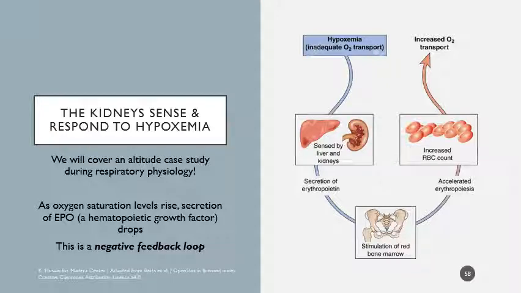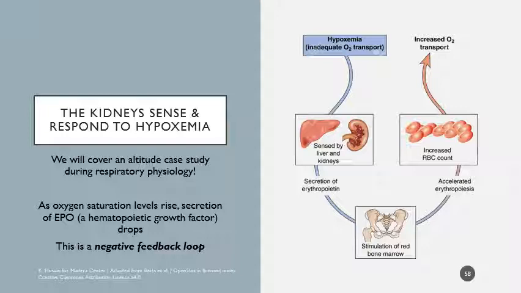So like I mentioned earlier, the kidneys are responsible for sensing and responding to that hypoxemia. They basically sense that change in the oxygen within our blood as they filter the blood. As we have that dip in oxygen, as we have hypoxemia, the kidneys and the liver sense that and secrete erythropoietin that stimulates the red bone marrow to produce more red blood cells, so it accelerates erythropoiesis. You get a higher red blood cell count and an increased ability to transport oxygen.